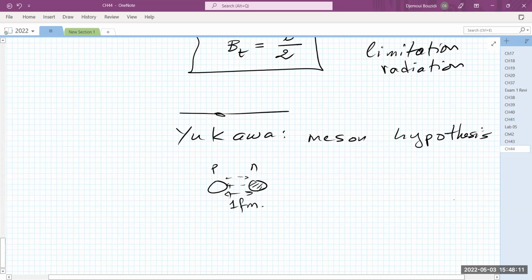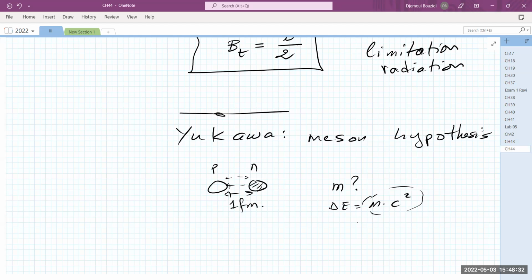So the question is, what is the mass of that particle? Or the energy of that particle? Because remember, the energy is simply that mass times c squared. That's what they're exchanging. So this is the mass of the meson that was suggested there. So they're exchanging that particle, and that is the expression of that strong nuclear force.